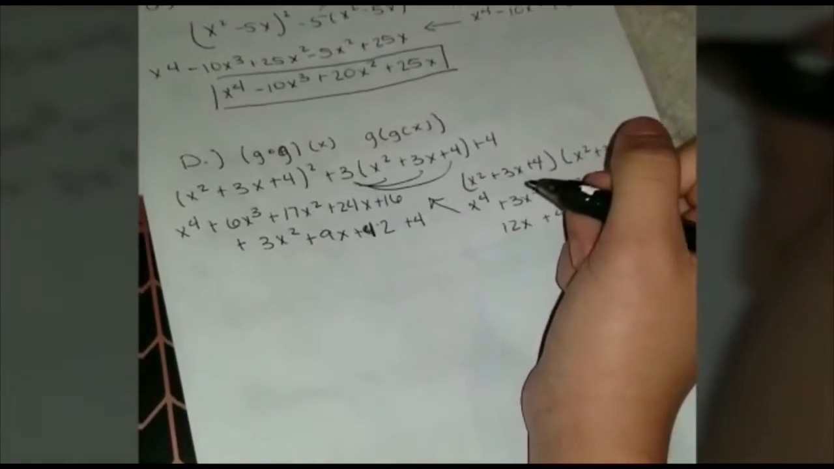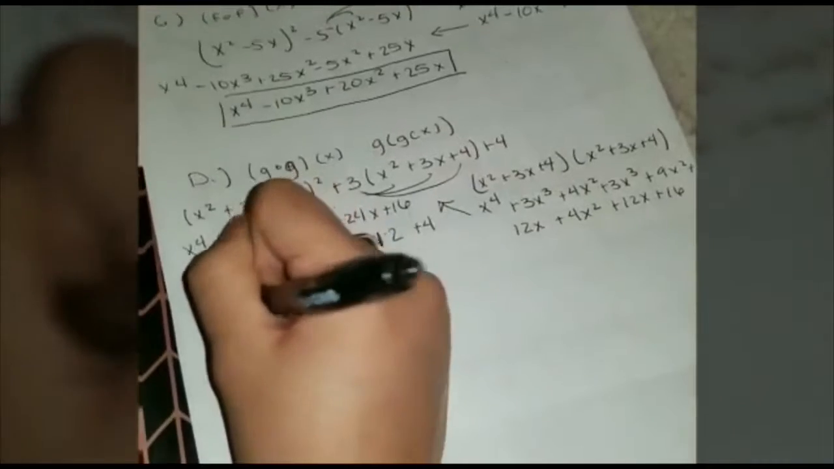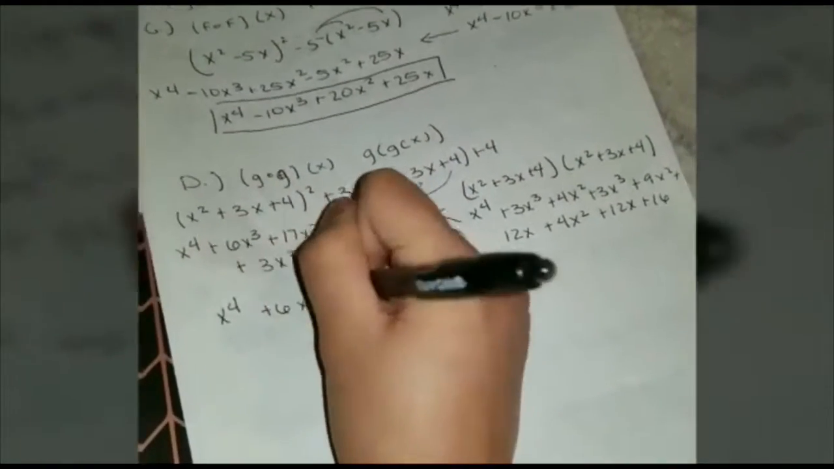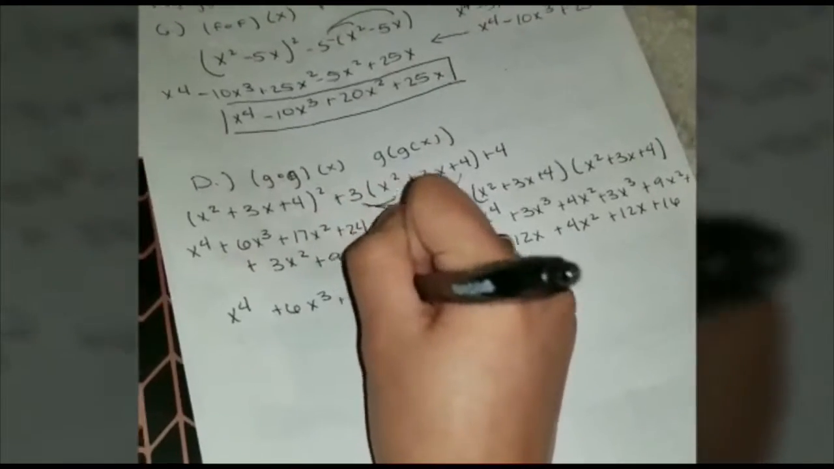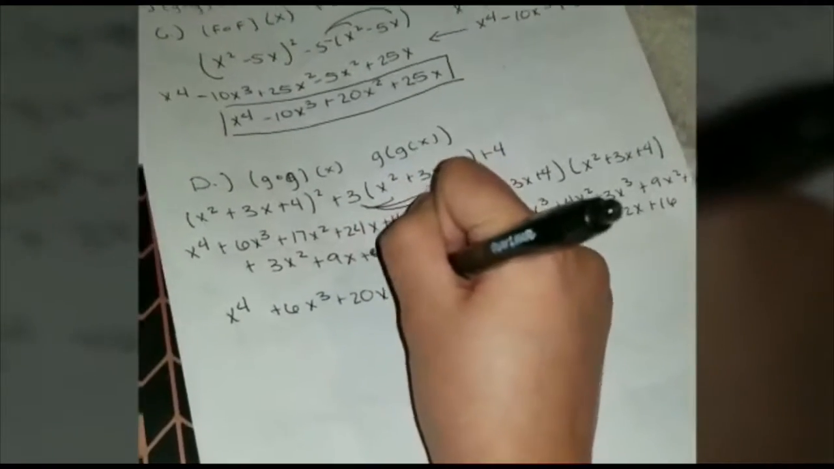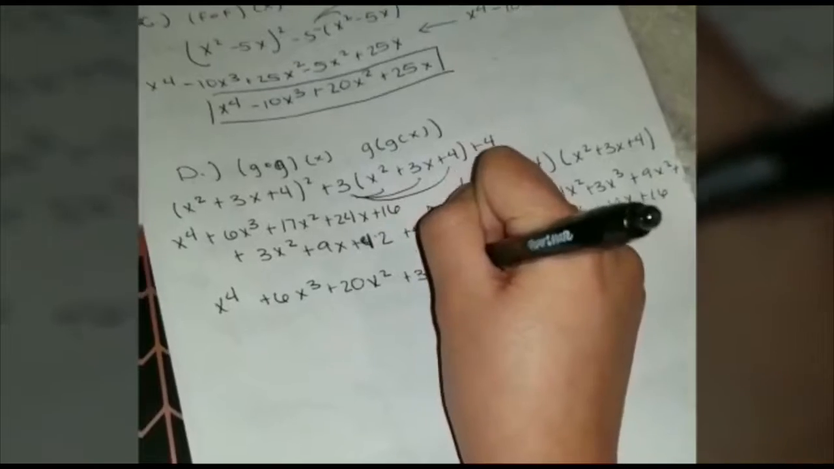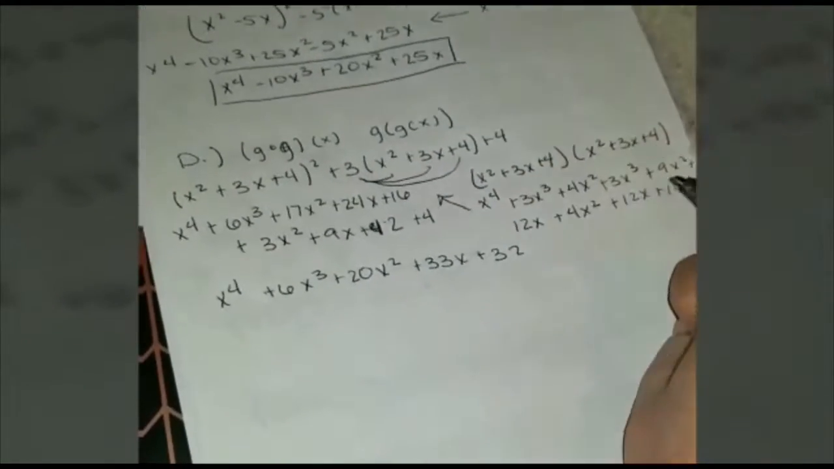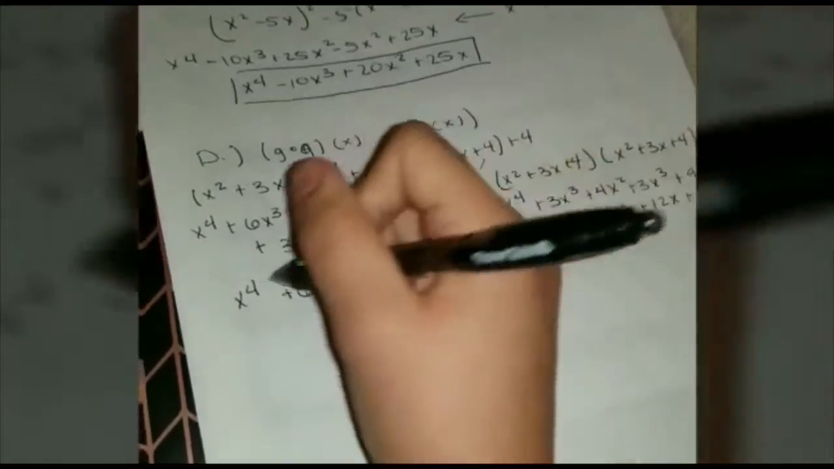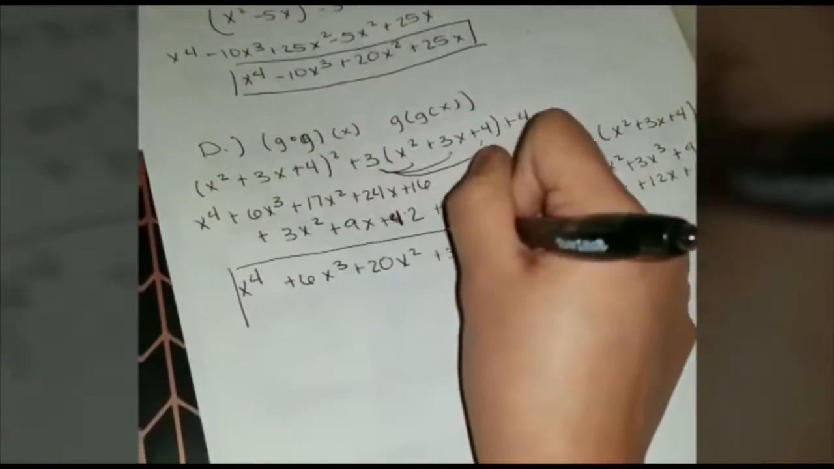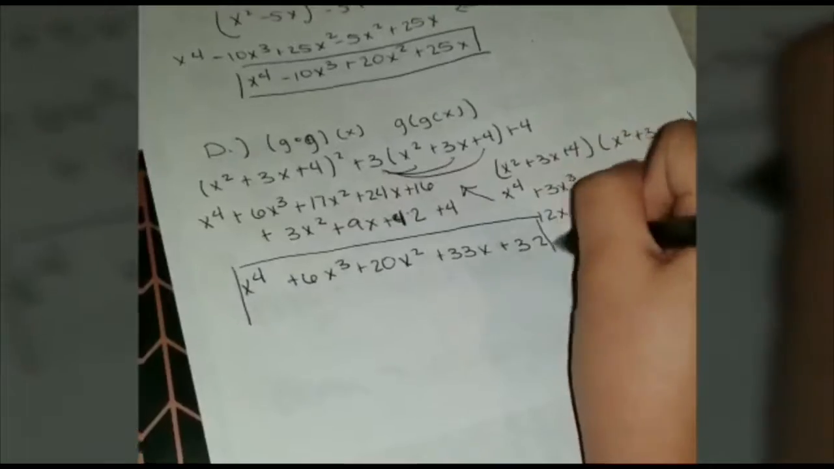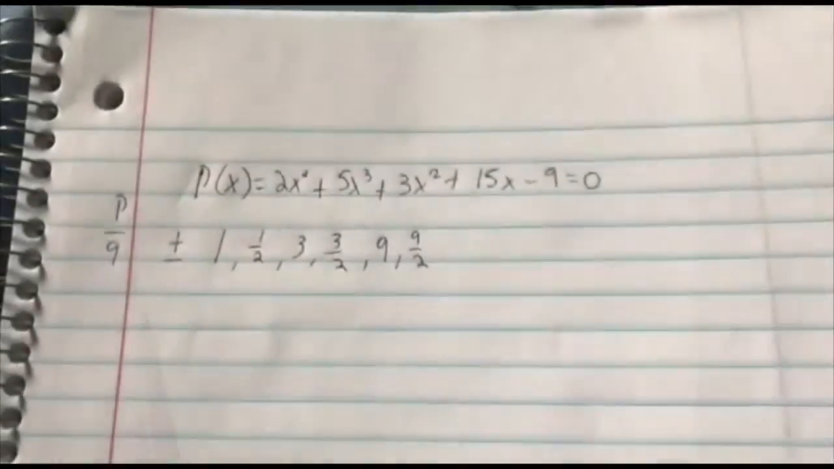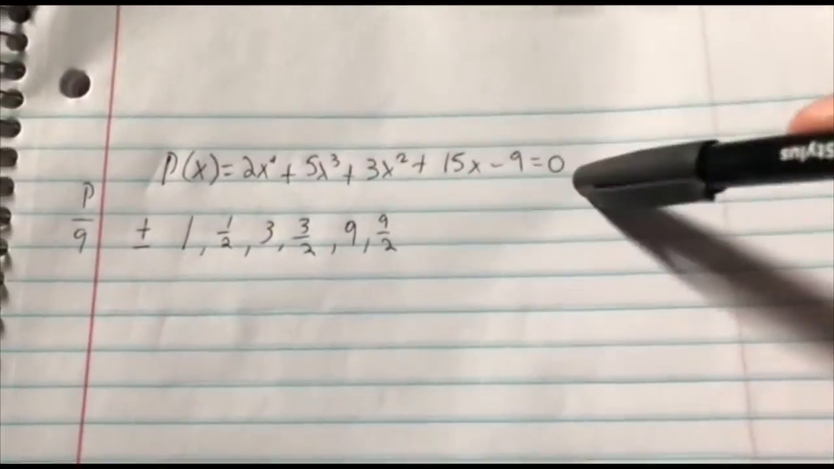And then from there, you combine your like terms, and you end up getting x to the 4th plus 6x cubed plus 20x squared plus 33x plus 32, sorry about all of that.